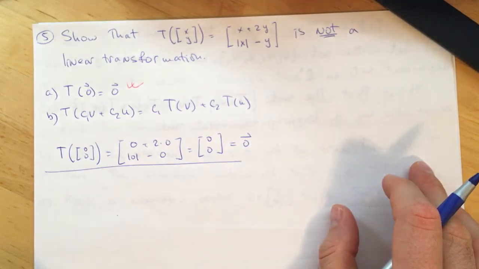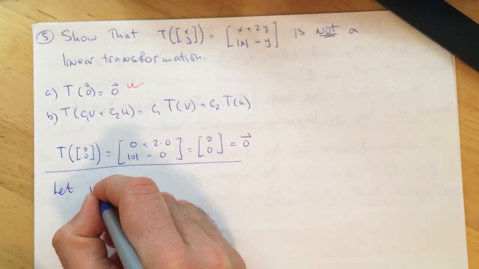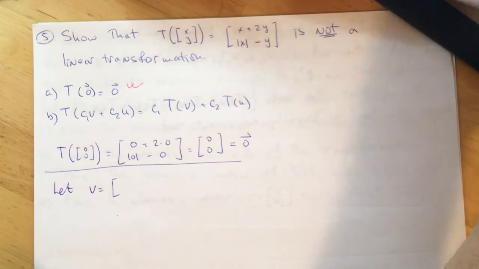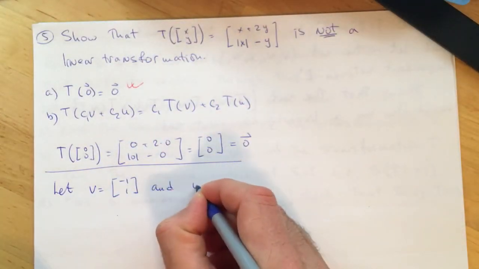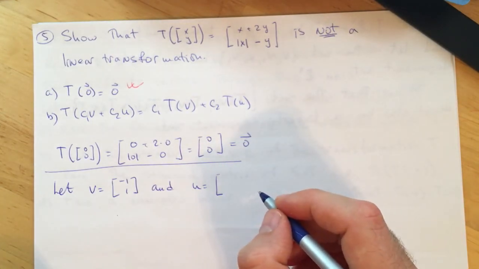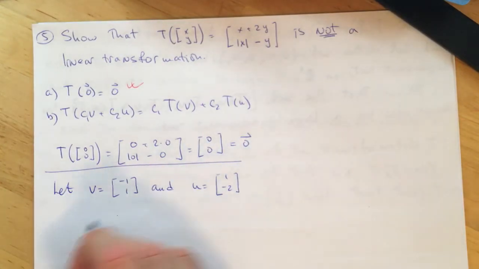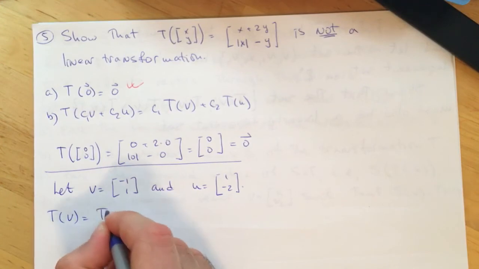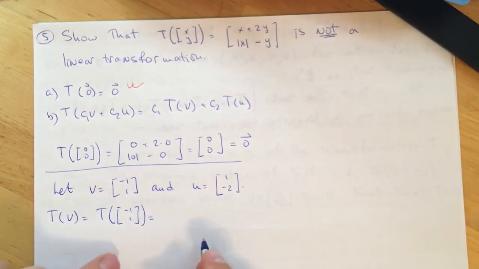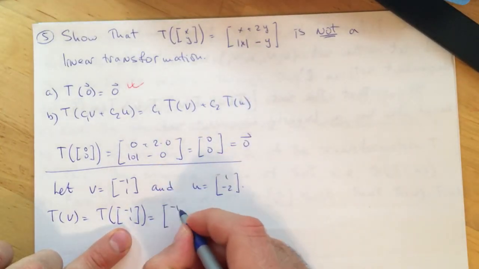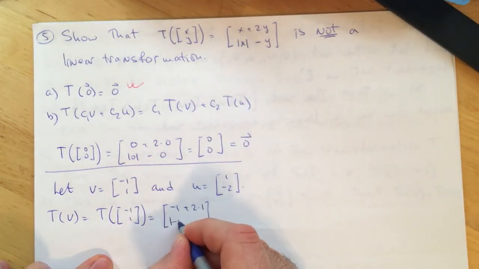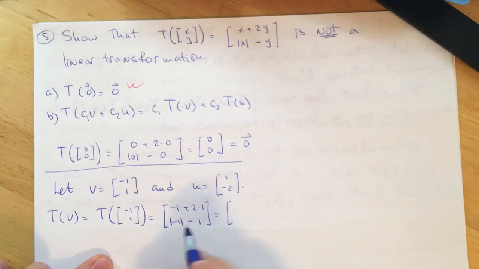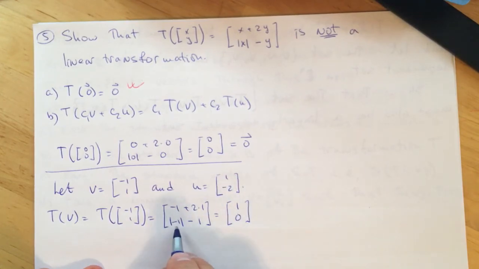Let's take the vector v equal to (negative 1, 1) and u the vector (1, negative 2). Then T of v, which is T of (negative 1, 1), I just follow this definition. x is negative 1, so negative 1 plus 2 times 1, and in the second entry the absolute value of x, so the absolute value of negative 1, minus 1. So what do we get? Negative 1 plus 2 is 1, and the absolute value of negative 1 is 1, so 1 minus 1 is 0.